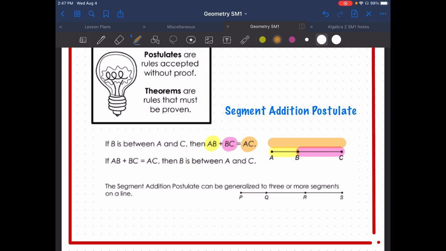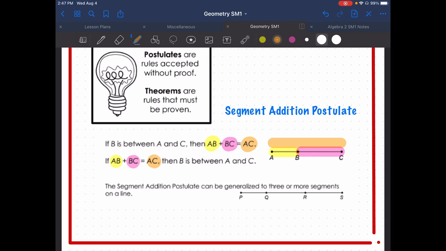It also says that if you know that, oops, let me change the color. There we go. If you know that AB plus BC is equal to AC, then that means that this picture must be true. Okay, so then that means that you have this picture.